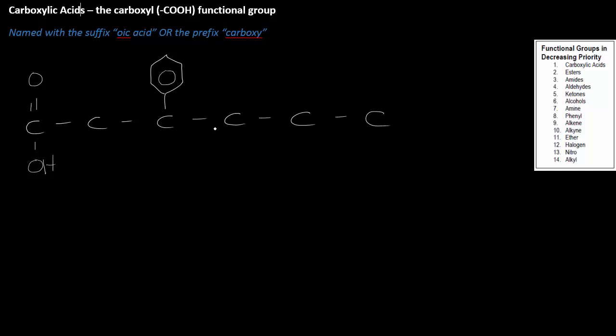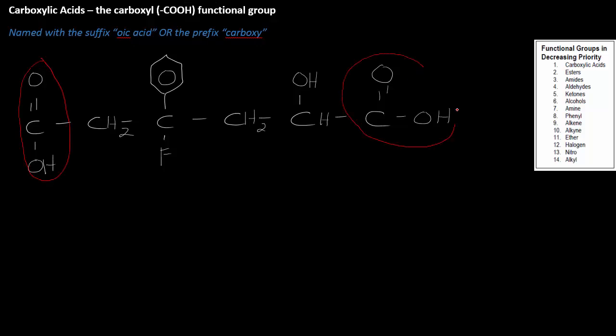All right, let's put a phenyl in. A fluorine, an alcohol, and you know what? Let's put another carboxylic acid in. All right. So you may be thinking, well, how can they both be carbon 1? Well, both ends of this chain aren't carbon 1. One of them will be carbon 1. One of them will be something else.